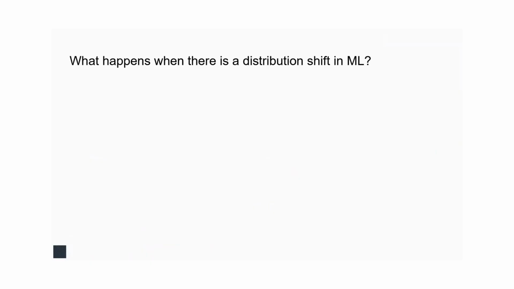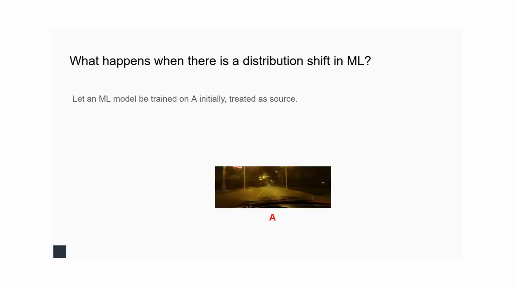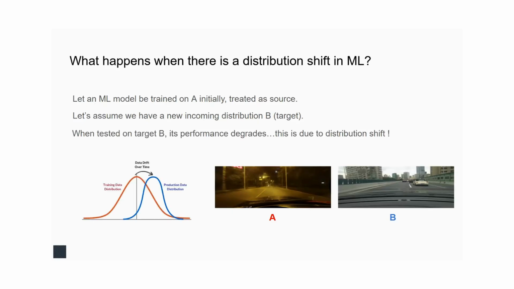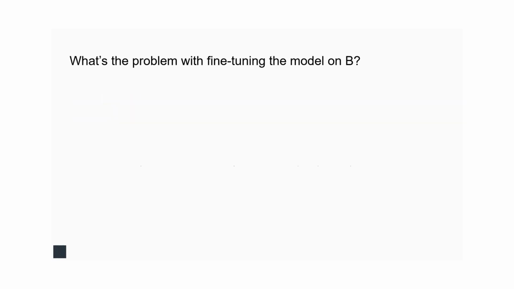So what happens when there is a distribution shift in machine learning? Let's say we have an ML model which is trained on a distribution A initially, and let's assume we have a new incoming distribution during deployment called B. When we test our model on this new distribution, we observe that the performance degrades, and this is due to the phenomenon of distribution shift.